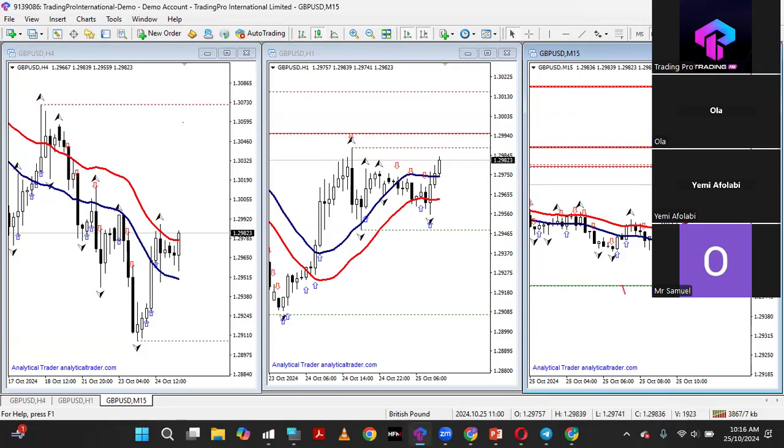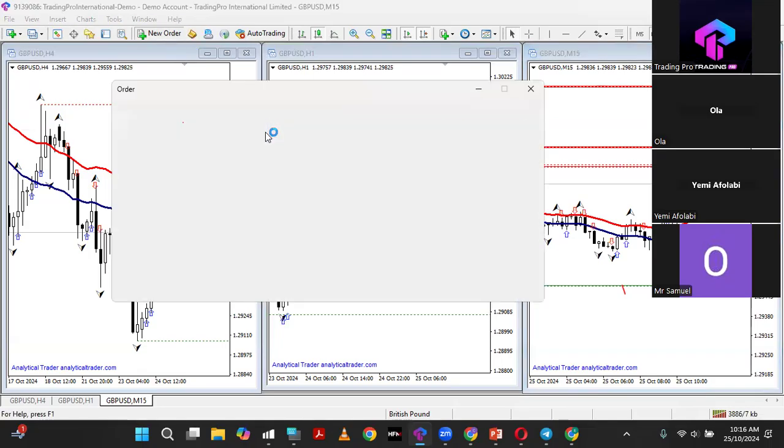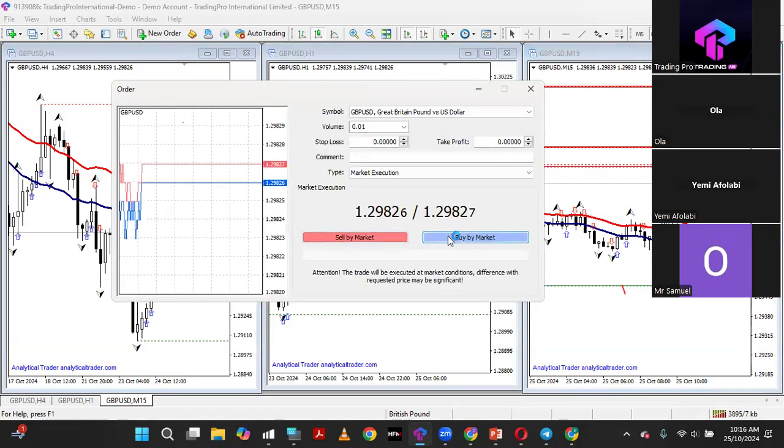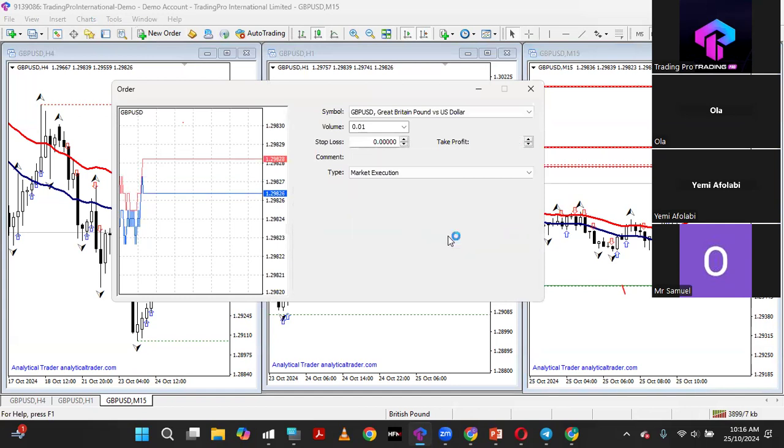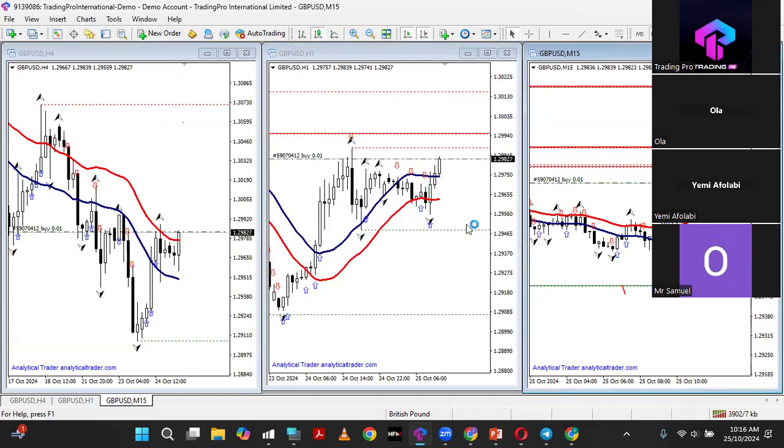So in this case, we have a buy here on our system. Let's go ahead and see how this trade is going to play out. Go to new order. I'm going to click buy by market. Replace the buy. There's this thing that always shows. Okay, see it here. This is what I was looking for.